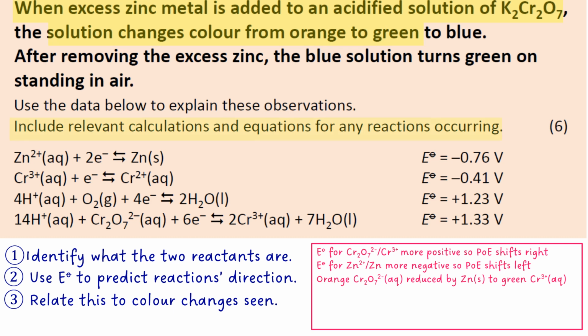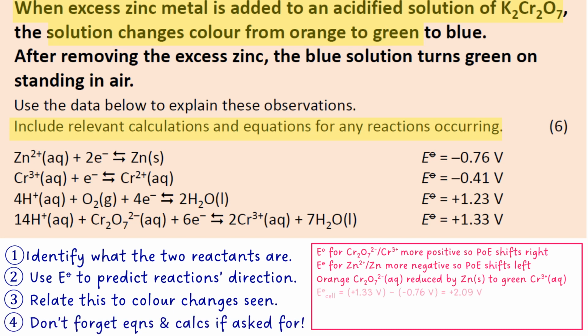So it also mentions including relevant calculations and equations for any reactions occurring. So that means two things. You need to work out the E cell value, the cell potential, by subtracting the more negative electrode potential from the more positive one. So let's do that first.